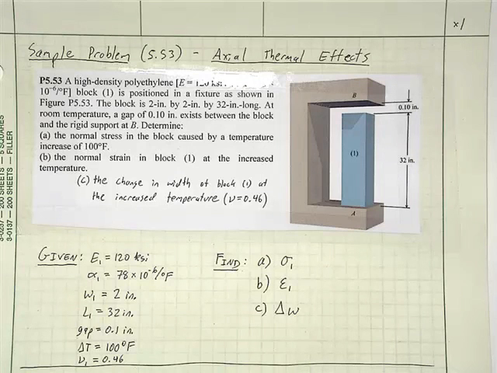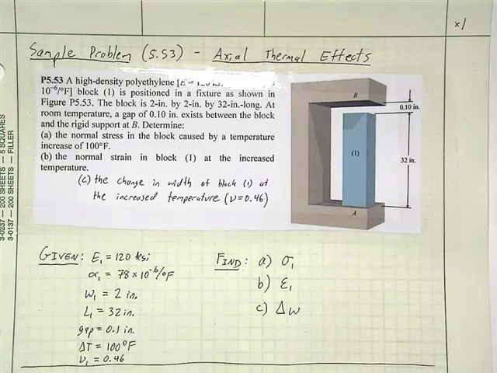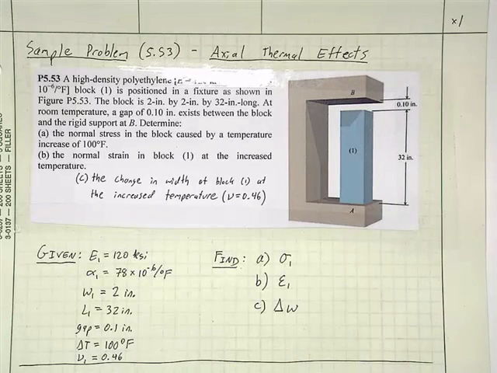It's actually a polyethylene block, so it has a pretty low elastic modulus, and some of its other material properties are not like our typical structural materials, but we're given the material properties and the geometry of the system. The gap up here is 1/10 of an inch, and it's being subjected to a temperature increase of 100 degrees Fahrenheit. And I've added a part C here because it's a lot like your homework.